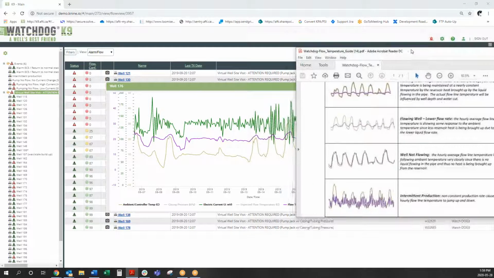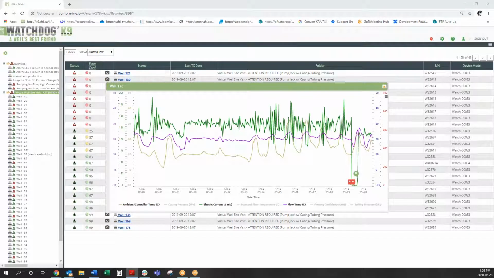So remember these trends. This isn't a high flowing well because it's not a straight pattern. It still mirrors ambient somewhat, but there's enough separation and it's independent enough. So my guess is it's a medium to higher producing well. But look at what happens here. When the well is restarted, we see temperature drop sharply. So this is a scenario where we definitely recommend someone check out what's going on at the well.